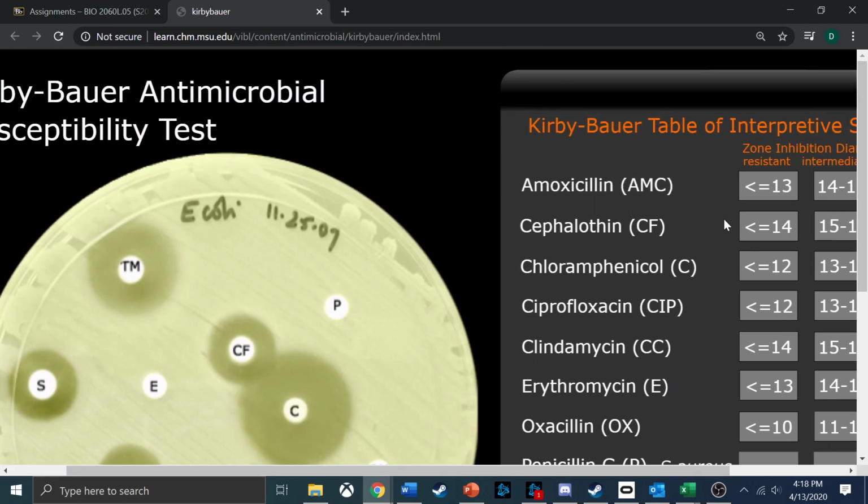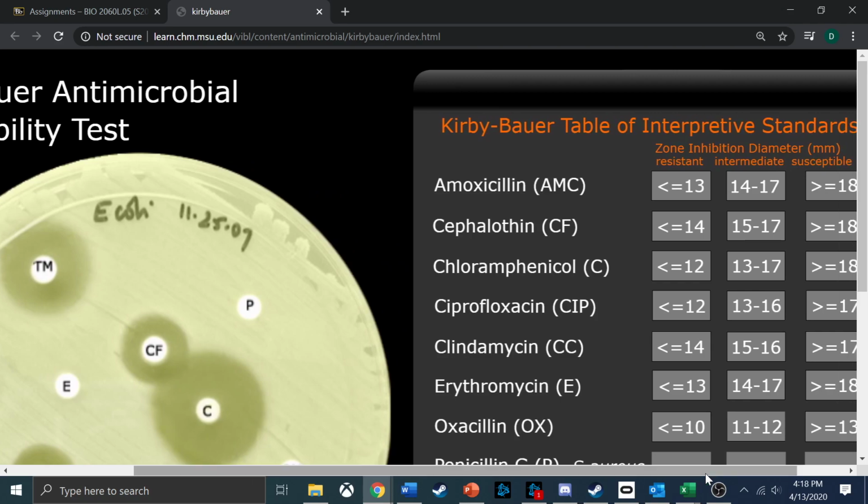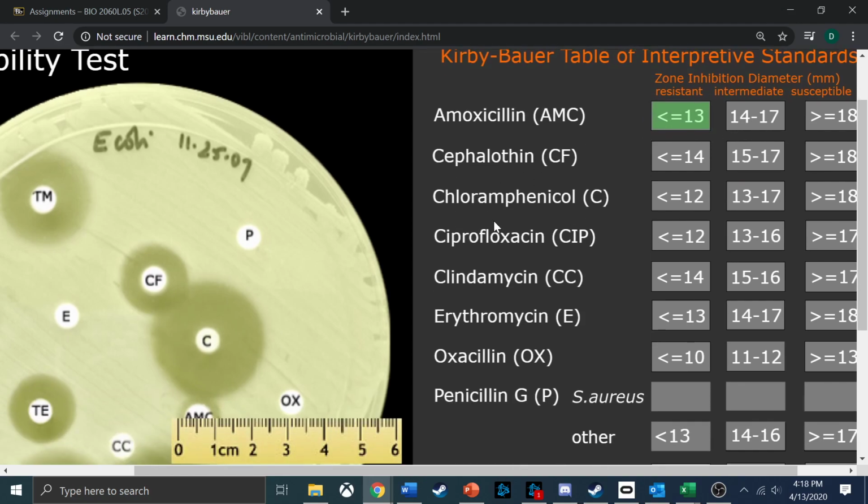In that case, when we check amoxicillin, that's going to be less than or equal to 13, so 12 is less than that, and we'd select resistant. Then you just go through and do that for all of these.